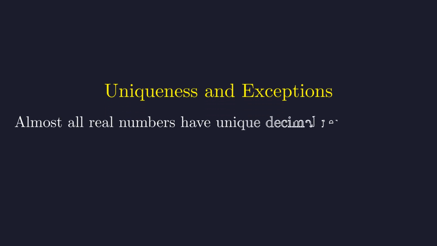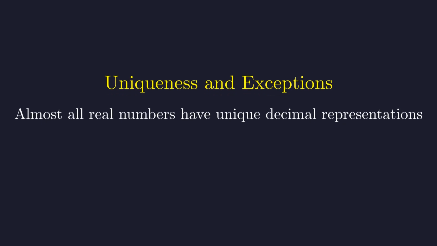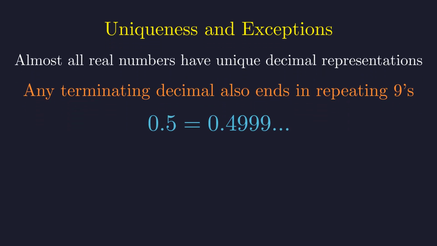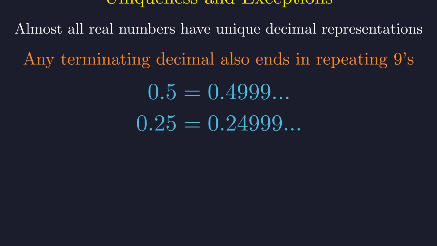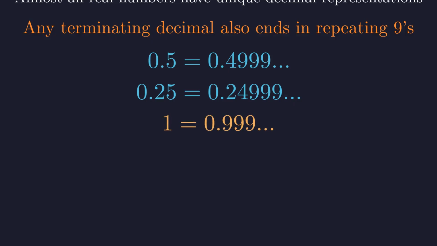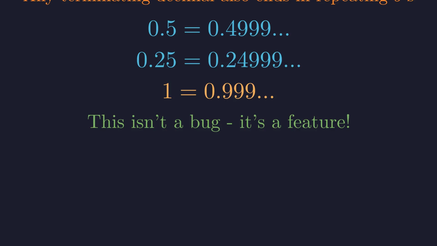This raises an interesting question. If 0.999... equals 1, doesn't that violate the uniqueness of decimal representations? Well, almost all real numbers have unique decimal representations, but there's a specific exception. Any number that can be written as a terminating decimal also has a representation ending in repeating nines. For example, 0.5 equals 0.4999..., 0.25 equals 0.24999..., and 1 equals 0.999... This isn't a bug in our number system. It's a feature that emerges from the completeness of the real numbers.